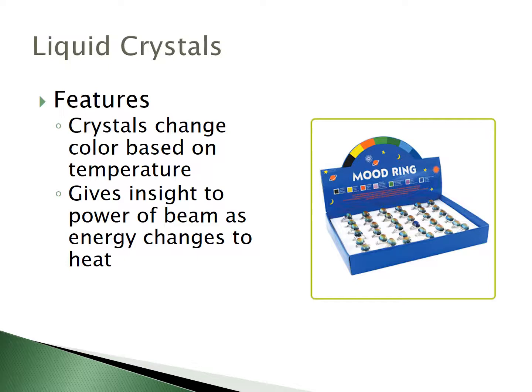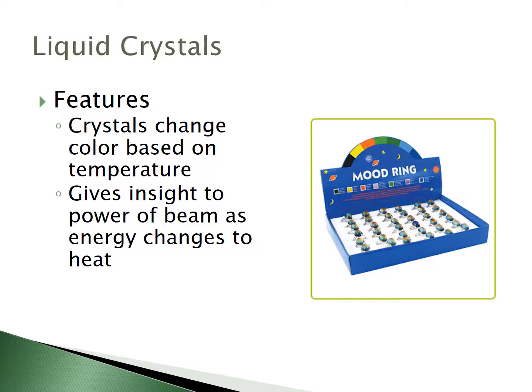The last type of device that we can use to measure the power or temperature, the intensity of the ultrasound beam, are liquid crystals. With these, special liquid crystals are placed into the ultrasound beam, and this is more of a generalized reaction to the sound beam, and it just gives insight into how energy changes into heat. If you've ever seen a mood ring, when you put it on your body, it changes from different colors, from black as being cold to red, yellow, green, and then blue is really warm. So kind of the same idea.